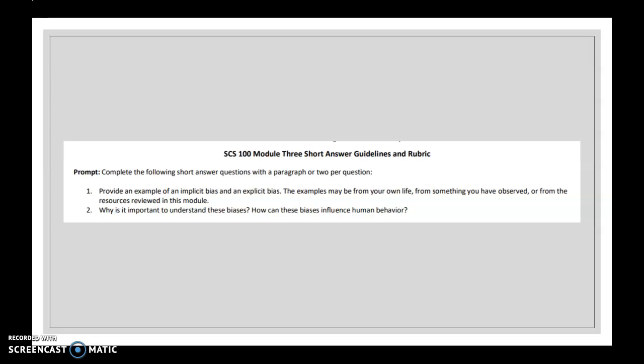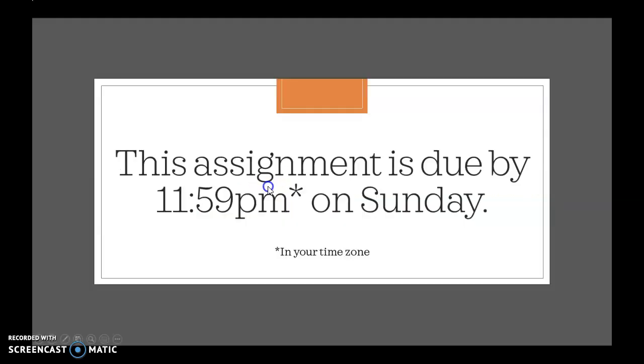So remember, this is asking for one paragraph or two paragraphs per question. So your overall paper should be at least 2 paragraphs in length, one for each question. Now, I do not take off points for going over. Make sure that you are taking a look at your assignment guidelines and rubric to see how this will be scored. This assignment is due by 11:59 p.m. in your time zone on Sunday.